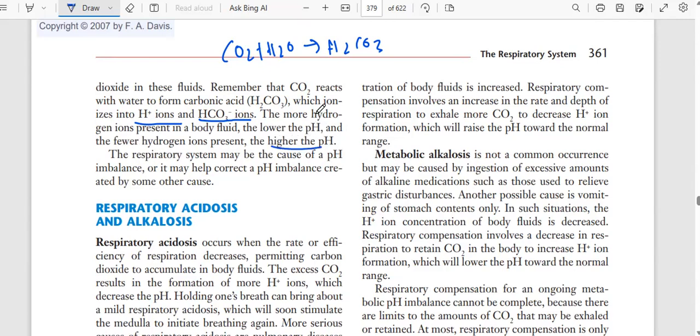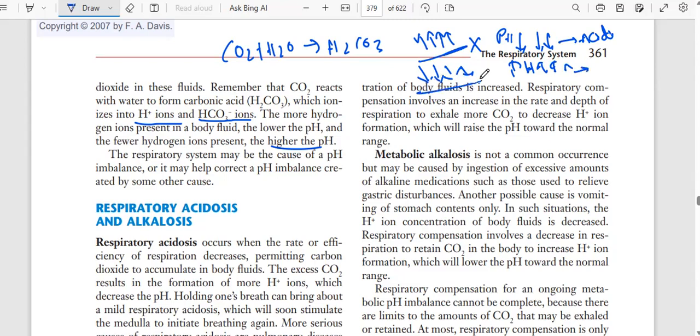the pH. So basically here, if the hydrogen ions are increased, what will happen? pH decreases. More hydrogen, more pH decrease. Less hydrogen, pH increases. So this is reciprocal, opposite. Hydrogen increases, pH decreases. Hydrogen decreases, pH increases. If the pH decreases, it means acidic because hydrogen is increasing. If hydrogen is decreasing, it becomes alkaline.